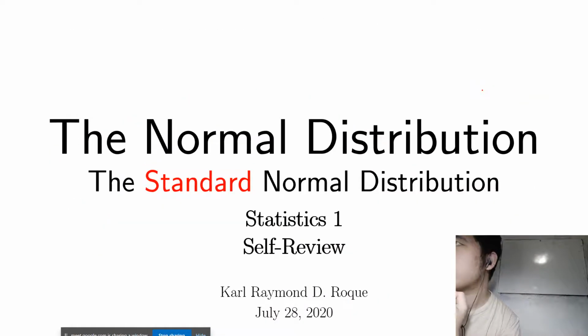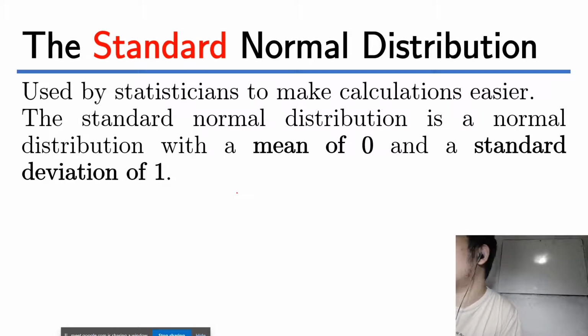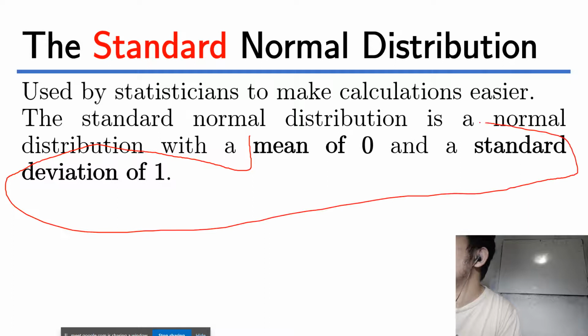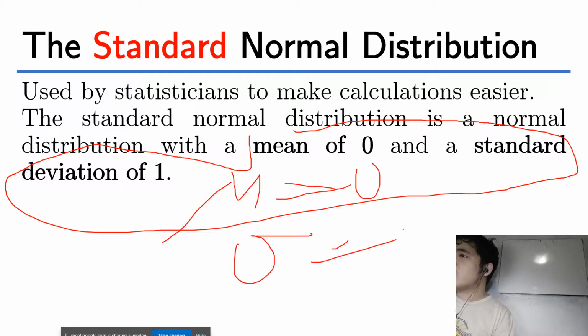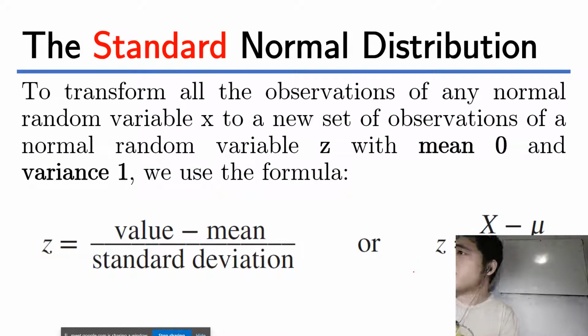Next, let's go to the standard normal distribution. What does this mean? The standard normal distribution is used by statisticians to make calculations easier. Just remember this: mean of 0, mu equals 0, and sigma equals 1. To transform all the observations of any random variable x to a new set of observations of a normal variable z with mean 0 and variance 1, we use the following formula.